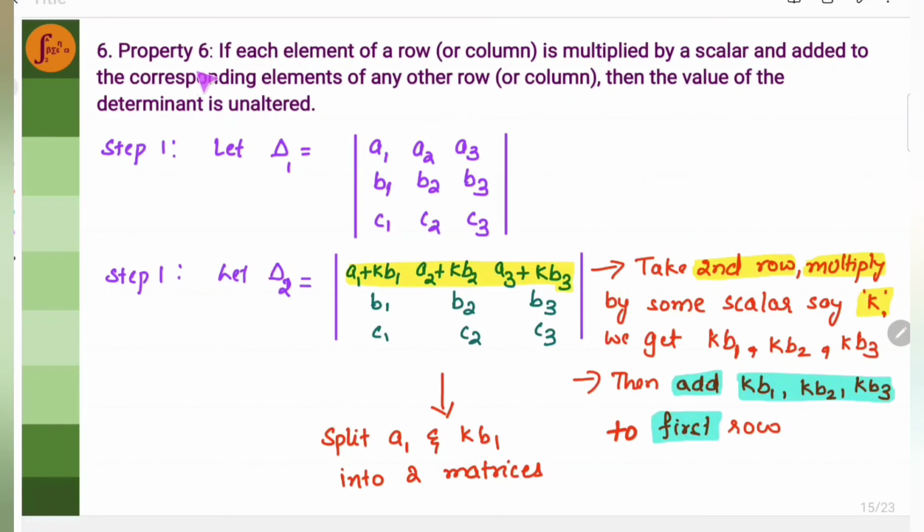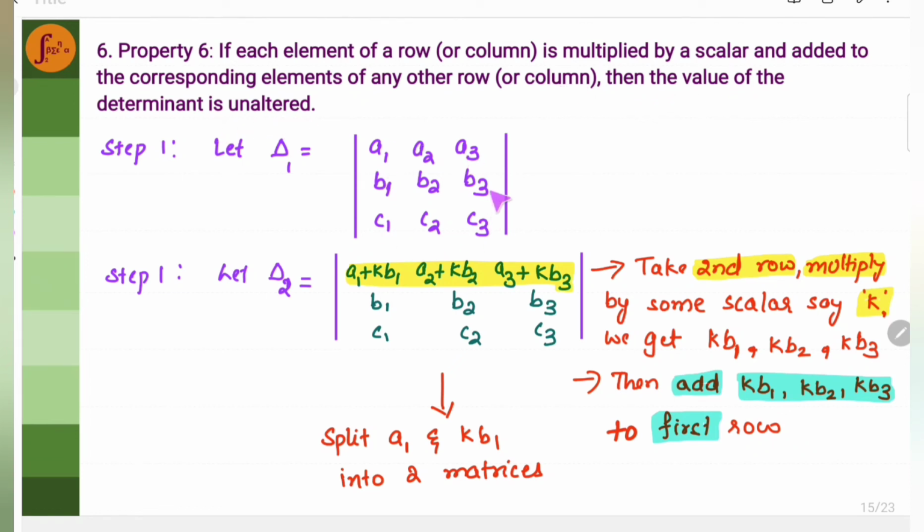Let's take another property, property 6, which states that if each element of a row or column is multiplied by a scalar, which is nothing but a constant number, and added to the corresponding elements of another row or column, then the value of the determinant is unaltered.